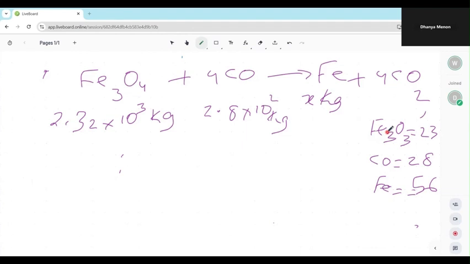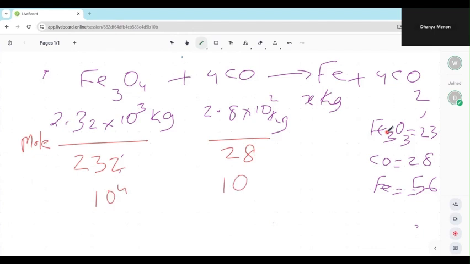So, what is the first step to find out the limiting reagent? It is dividing by the molar mass. This is 232. This is 28. You're finding the number of moles for both of them. Now, this comes to be 10 raised to 4. This also comes to be 10 raised to 4.